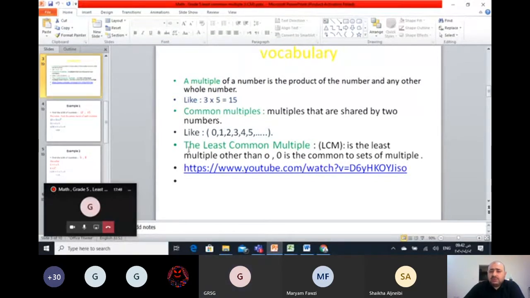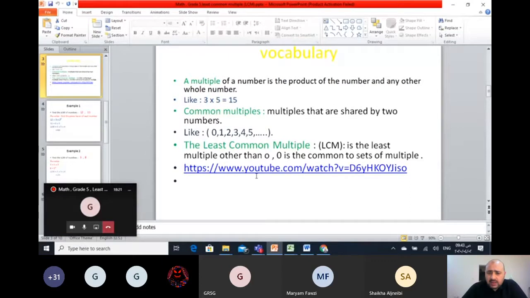Then what's the meaning of the least common multiple? Least common multiple, LCM, is the least multiple other than 0. Why without 0? Because 0 is common to the set of multiples. 0 is a common multiple for all numbers. So today we have three new words.